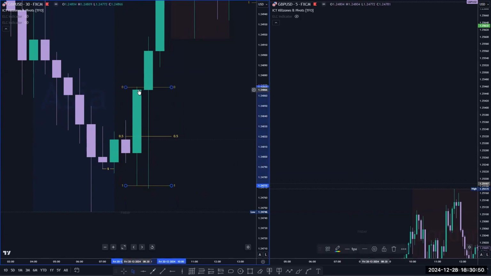So we can clearly see the body closed above the 50% of the previous candle, and the low is lower than the previous candle low. That's also another buy signal. The market retraced more than 50%, and that is the area from here to here. That is where you're looking to take your buy trades.